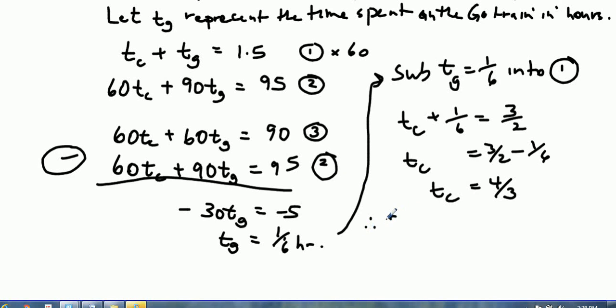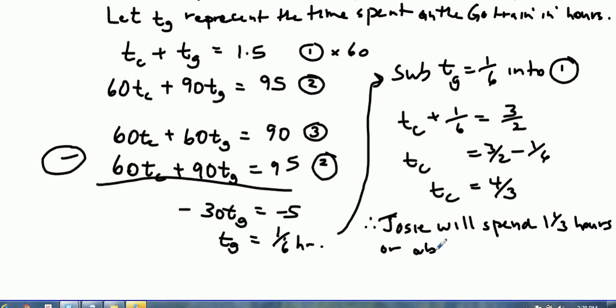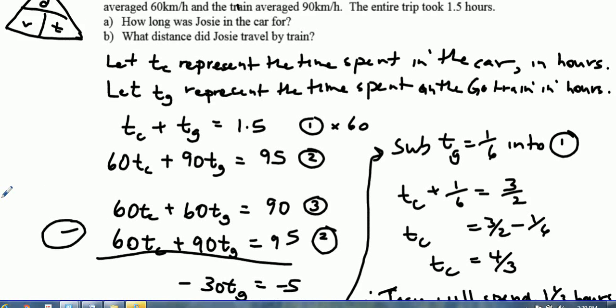Okay, so therefore, Josie will spend 1 1/3 hours. Is that okay? Or if you want to be less exact, it would be about 1.33 hours in the car. Okay, so that's the first part of the question. That's all for A.